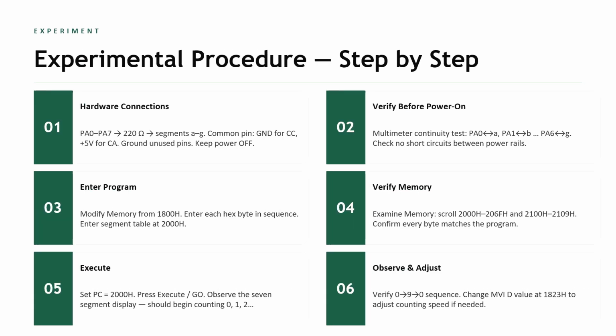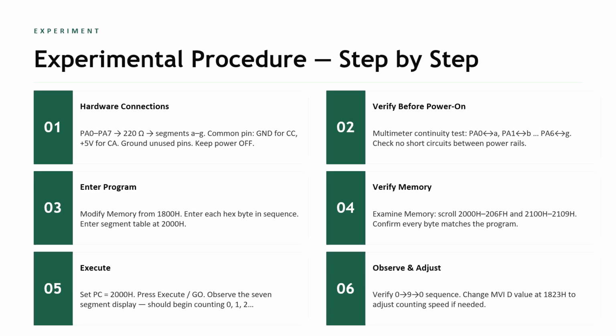The experimental procedure had 6 steps. First, we connected the EDDIS module to the 8255 port connector using the 26-pin FRC, which is flat ribbon cable, ensuring pin 1 to pin 1 alignment. Second, we verified the connection with a multimeter before applying power.